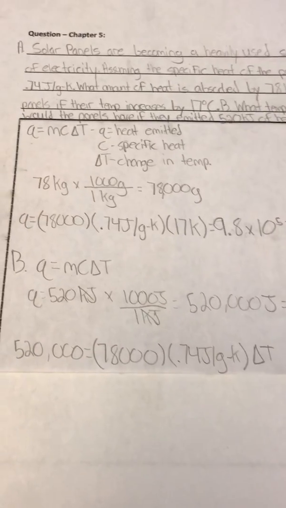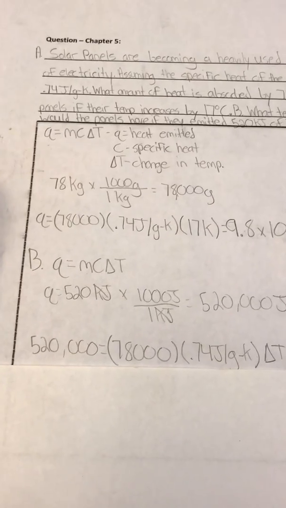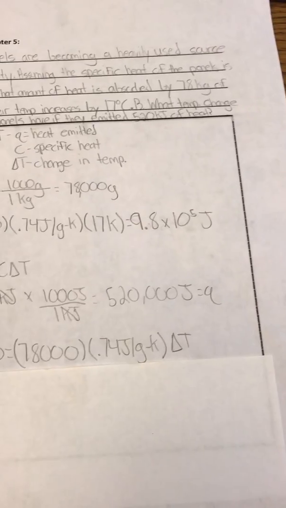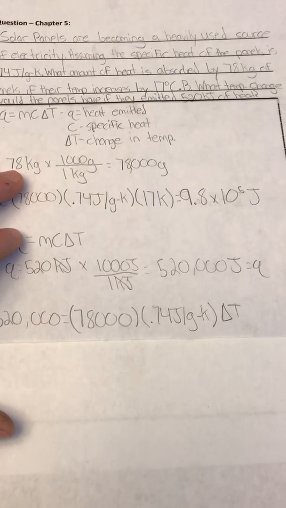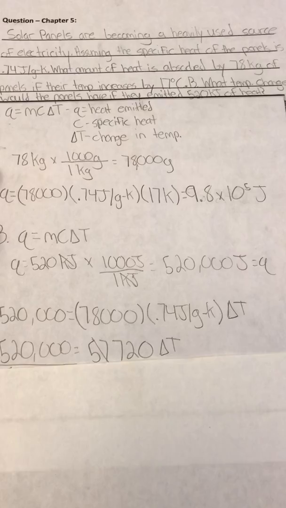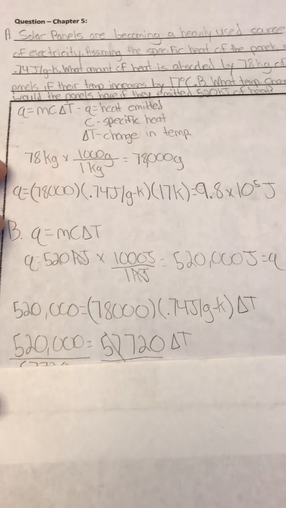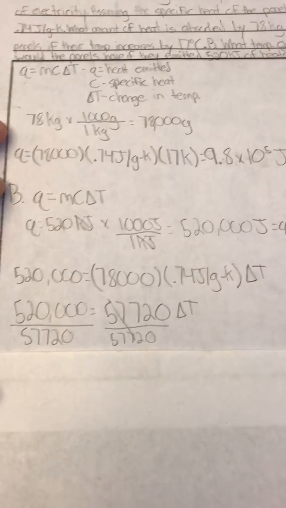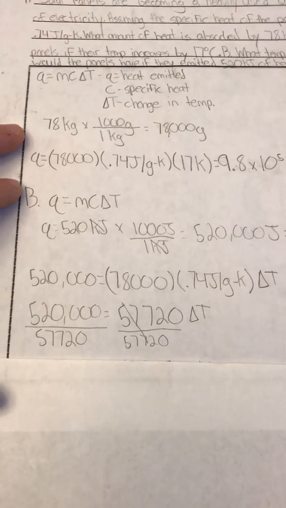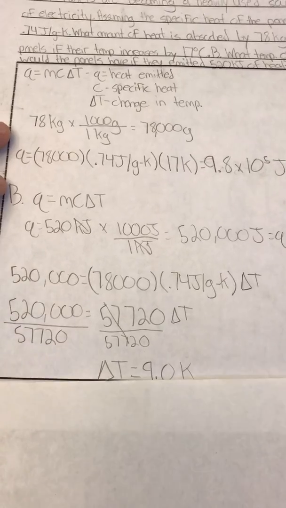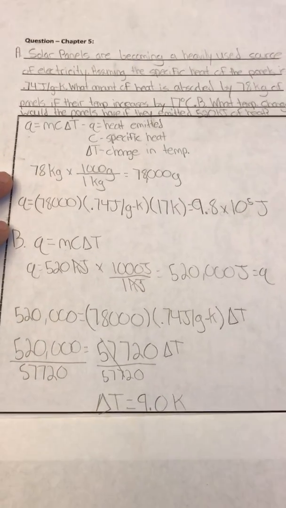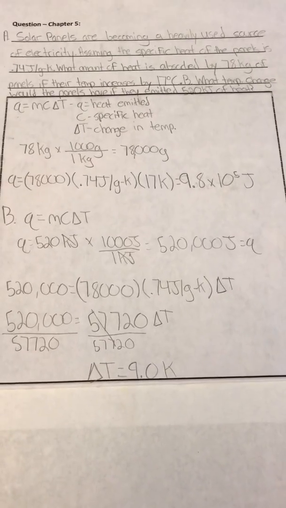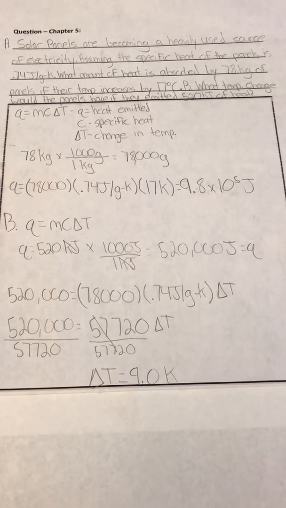You plug everything into your equation the same as last time. 520,000 equals 78,000 times 0.74 times delta T. So when you multiply 78,000 times 0.74, you end up with 57,720. Divide the 520,000 on each side by 57,720, and you end up with your delta T as 9.0 Kelvin. So the temperature decreases by 9 Kelvin if the panels emitted 520 kilojoules of heat.